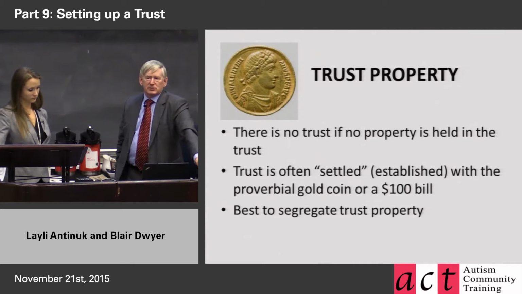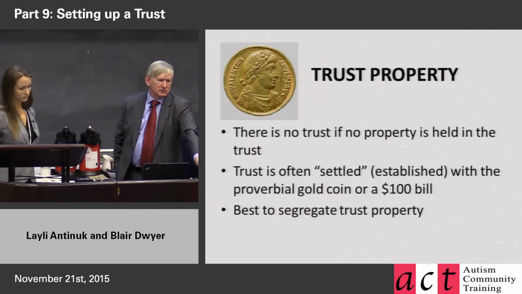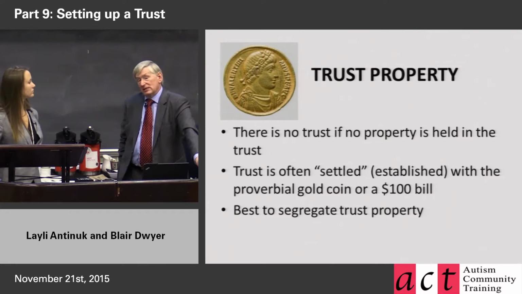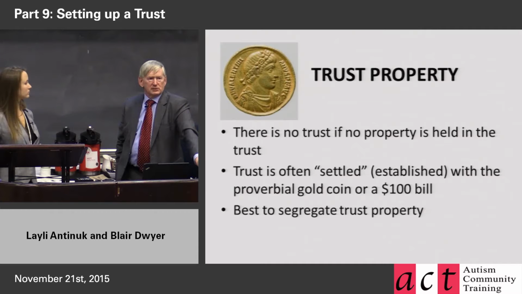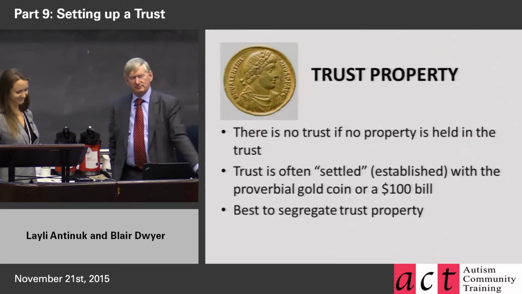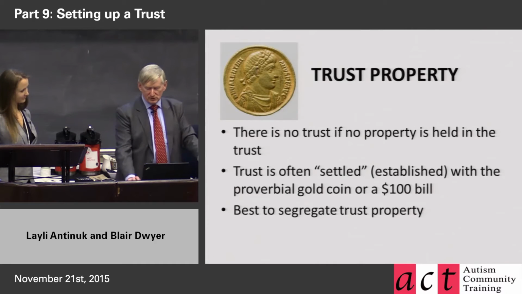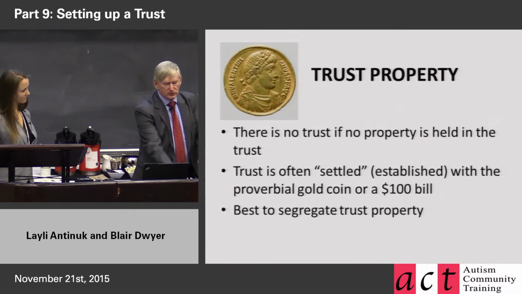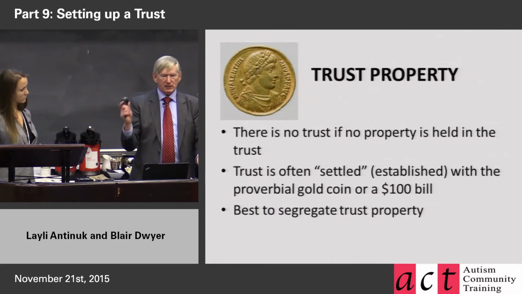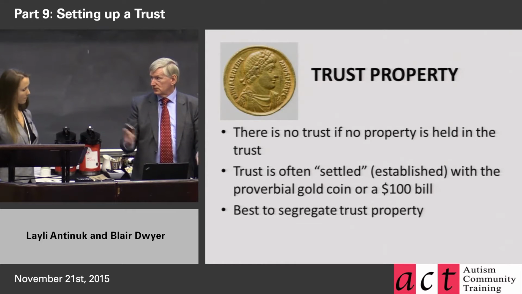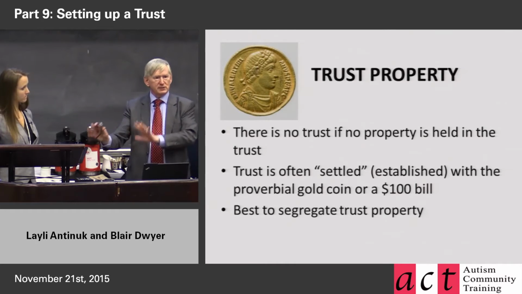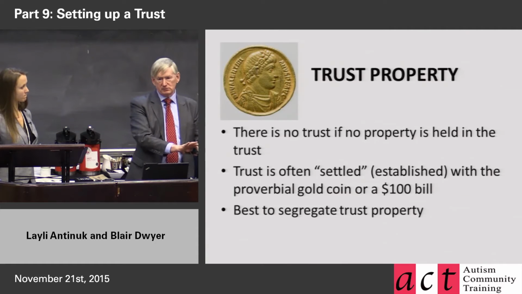You'll hear people talking about settling a trust. That's old legal jargon. We usually talk about establishing a trust, because if we talk about settling a trust, then people think we're talking about pioneer days and what's this got to do with the wagon trains? Now, once you've established the trust, you need to segregate the trust property. So you have to have your own bank account where you put in the trust property, or some way of keeping the trust property separate from your own property.